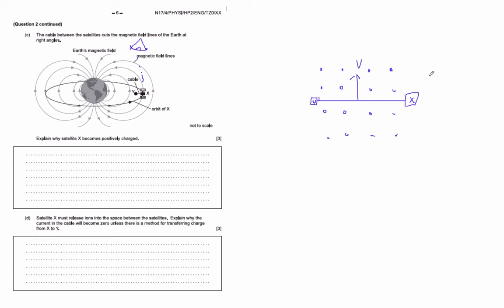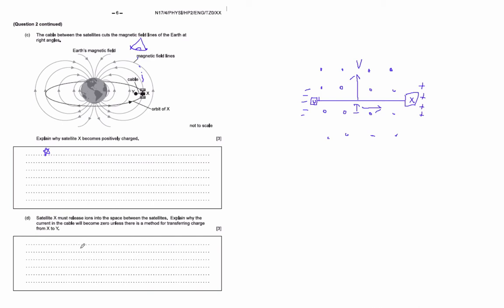Okay, so why does X become positively charged? The reason is the magnetic force on this. If we use the right-hand rule, put your index finger in the direction of that velocity, your middle finger in the direction of the magnetic field, and you get that the current flows toward X. So I flows this way. So why would it become positively charged? Well, in reality, it's a metal cable, so the cable contains electrons, and the electrons experience a force in the opposite direction. So this end becomes negatively charged, and by subtraction, the other end, X, becomes positively charged. That's what's going on here.